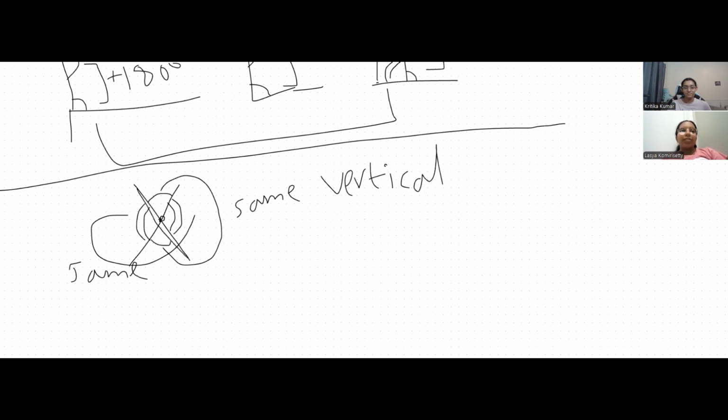So another thing you could say, let me just change my colors real quick, is this angle adds up to 180 degrees. And this angle adds up to 180 degrees. This angle adds up to 180 degrees. This angle adds up to 180 degrees. And all of this adds up to 360 degrees.